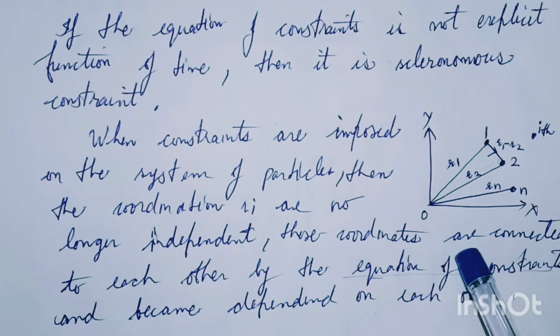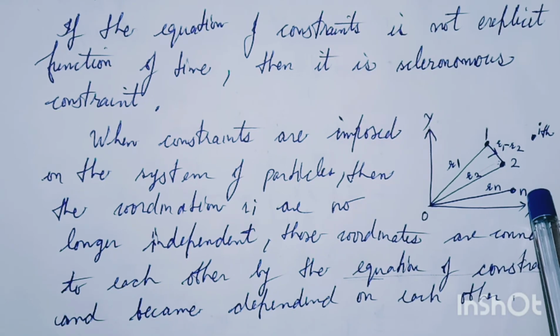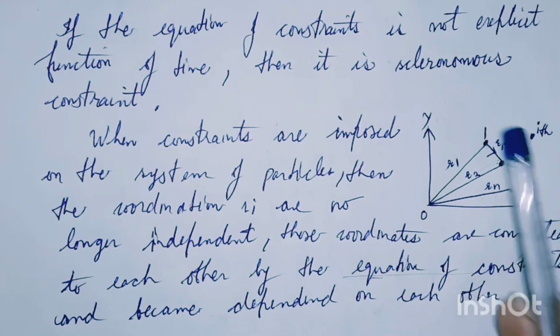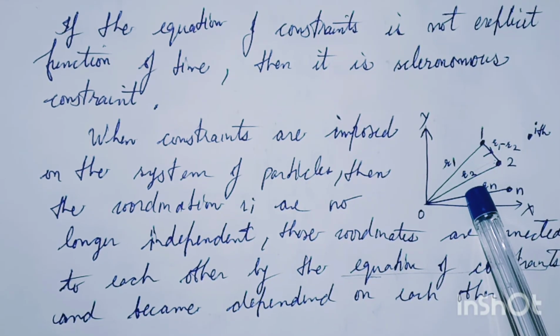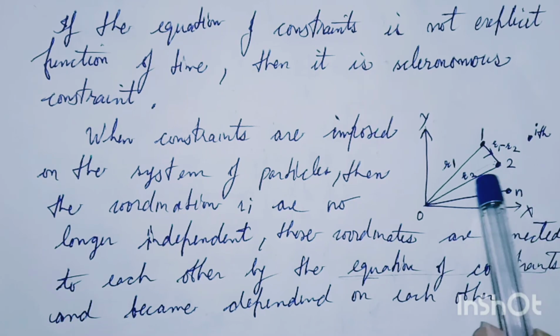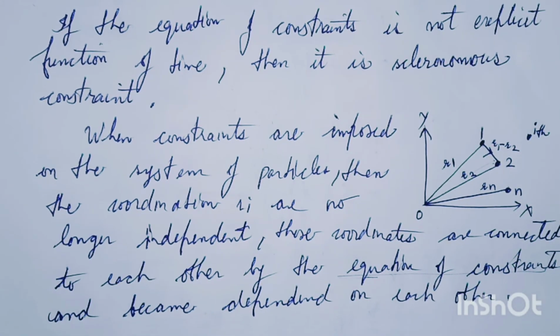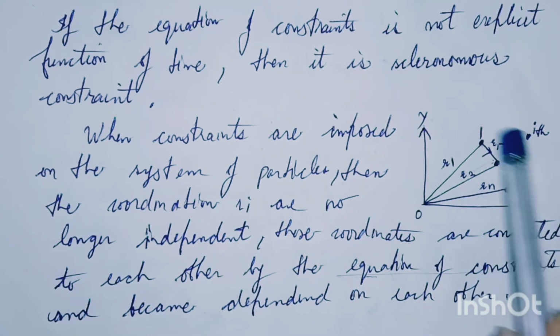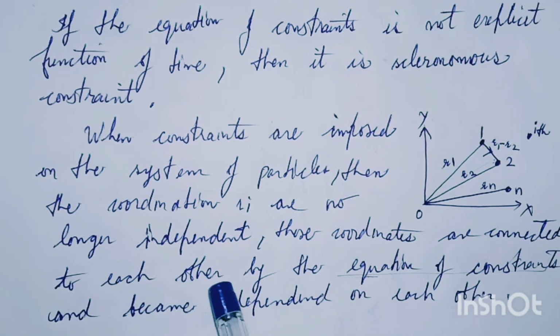And this is our system in the xy plane, in which a number of particles move. This is particle 1, this is particle 2, and this is the nth particle. Particle 1 has a mass and its position vector is r1, and particle 2's position vector is r2. So the distance between them is denoted by ri minus rj equals cij, a constant distance between them, and this is the position vector of the nth particle, rn. This is our ith particle. So when constraints are imposed on the system of particles, the coordinates r1, r2, rn and so on are no longer independent.